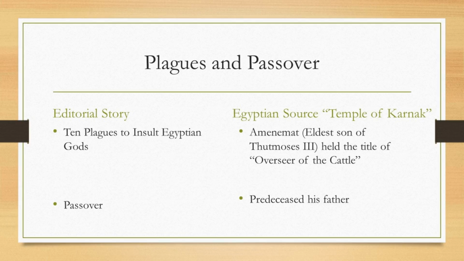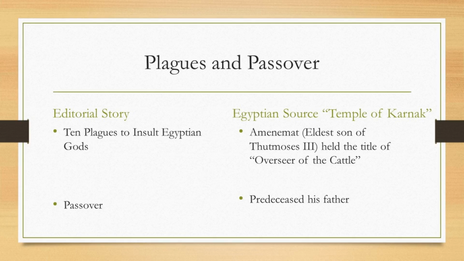So the first plague within the story is that the water of the Nile turns to blood, turns red. It's polluted. And in the minds of the ancient people, they would recognize this as insulting the Egyptian god Hapi, who was the Egyptian god of the Nile. And this Egyptian god was a water bearer.